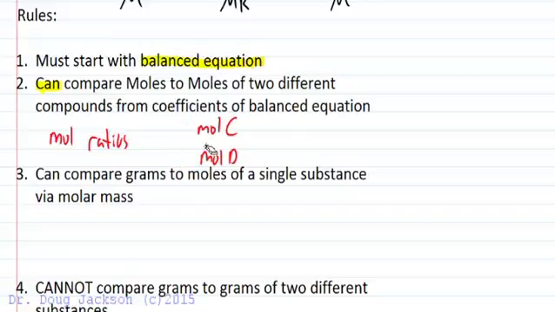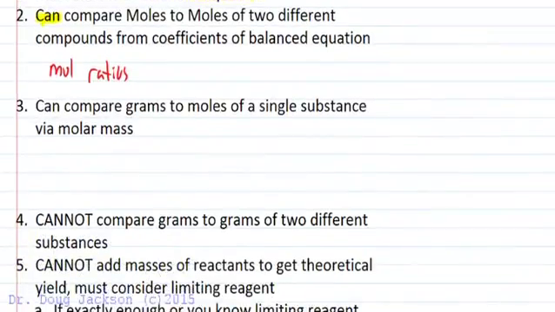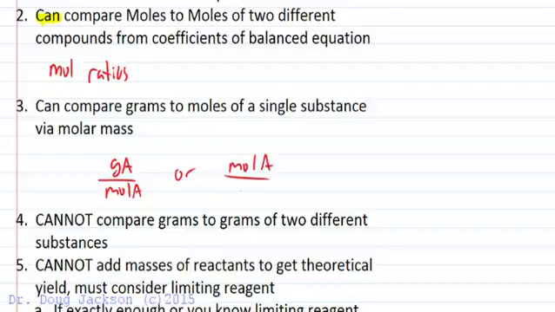We can compare moles to moles. We can compare the coefficients. What we can also compare is grams to moles of a single substance. So we can say grams of A per mole of A. Okay, this is the molar mass, mole of A to grams of A. Or I can change A to B. What I cannot do is say moles of C to grams of B or something like that. Okay, I have to have the same substance. I can compare grams to moles. That's the molar mass.